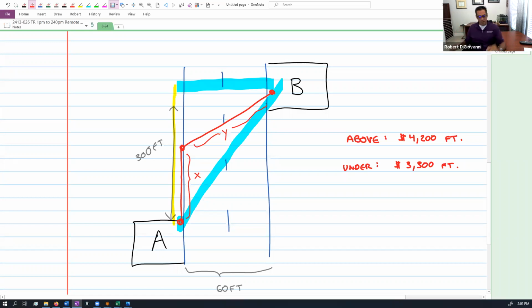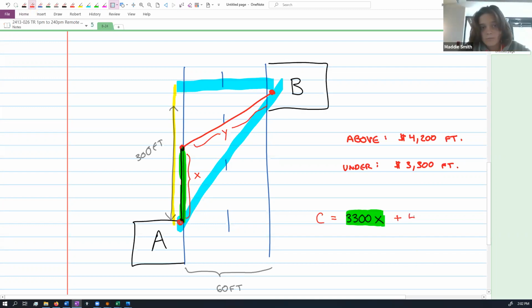So how much is this going to cost me? The cost will be equal to, well, how much am I going underground here? Wouldn't it be X times 3,300 plus Y times 4,200? Yes, okay, so Maddie's saying that the distance from here to here is X, and if X is measured in feet, then it's going to cost us $3,300 for every foot. So it's going to be 3,300X. That would represent the cost of doing this piece in green. And then Maddie, what were you saying? Plus what other cost? Plus 4,200 times Y.